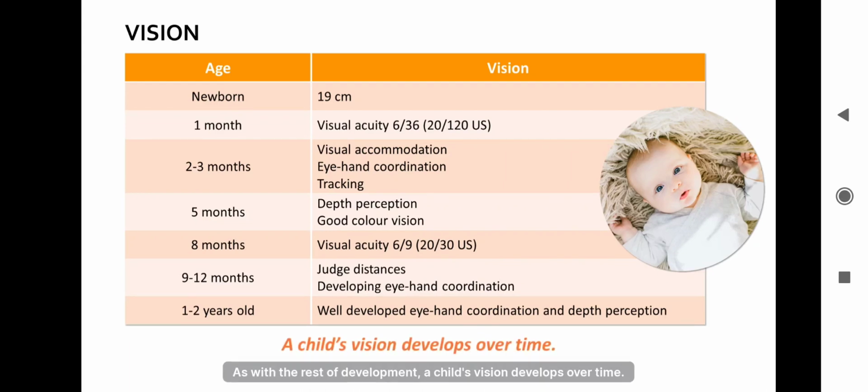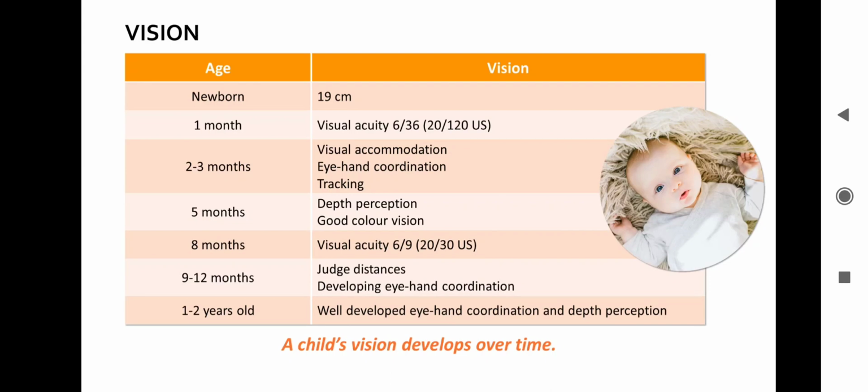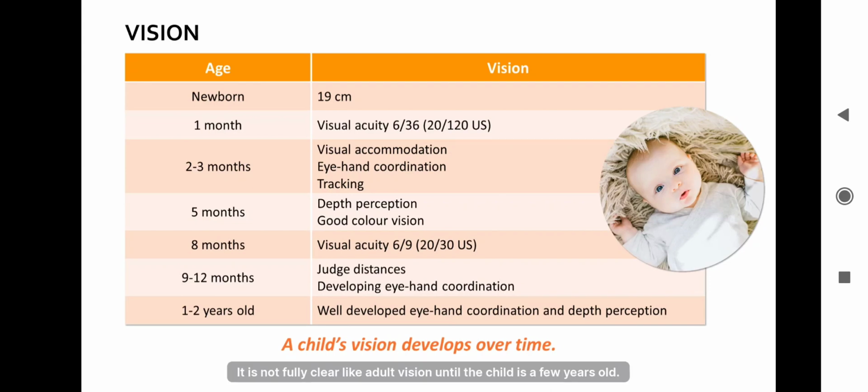As with the rest of development, a child's vision develops over time. It is not fully clear like adult vision until the child is a few years old. Be aware of what the child is likely to be able to see before engaging with the child.